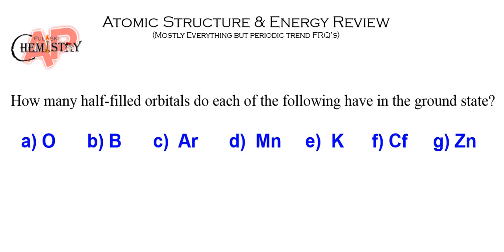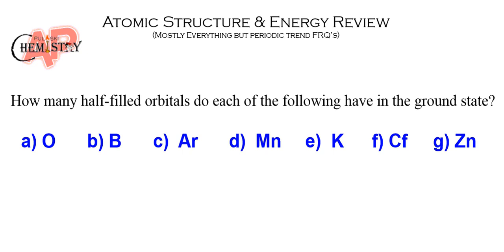Here we go. How many half-filled orbitals do each of the following have in the ground state? This could also ask which elements are the most paramagnetic. Paramagnetic means having unpaired electrons. So there are a lot of ways you could do this. You could be drawing out orbital diagrams all over the place. So let me give you an example of what I could be doing.